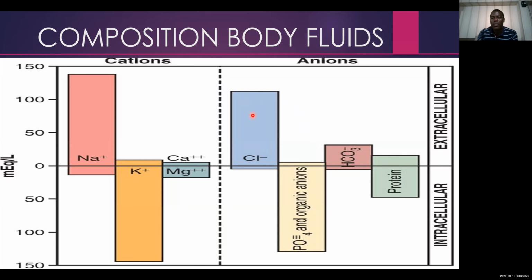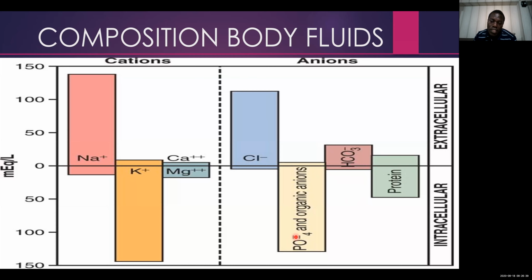But the other one I want to pick is this one. Chloride is the main extracellular anion. That means that if chloride was to move, it will tend to move into the cell many times because it's more abundant outside. There are two anions which are inside the cell that I want you to pick.